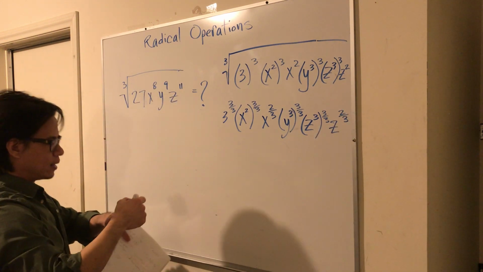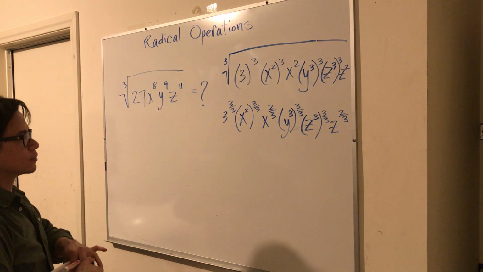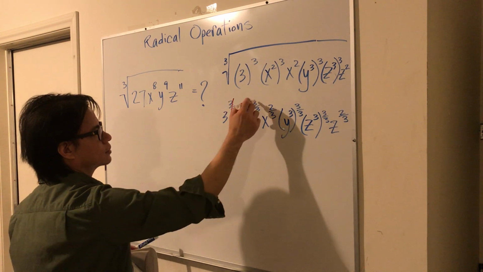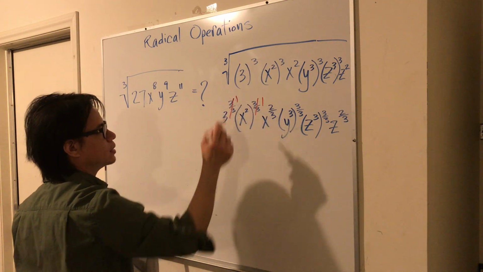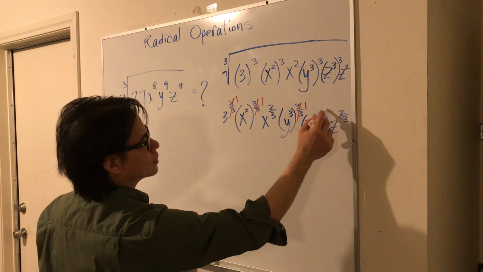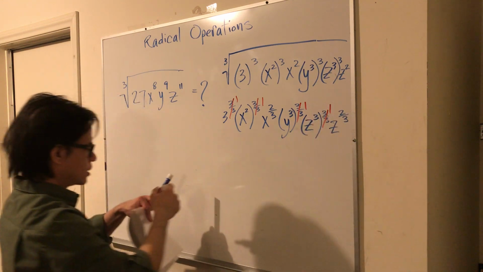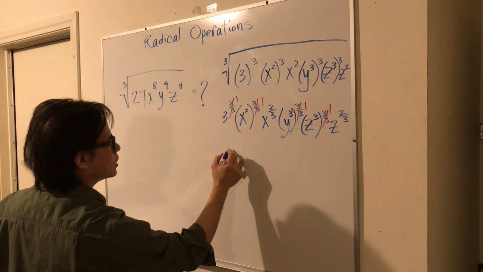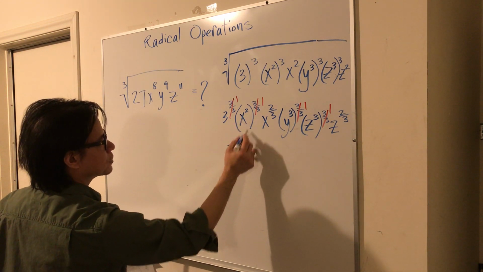Okay, now we can cancel things out. So it becomes a 1. You have 3 over 3 becomes a 1. Again, 3 over 3 becomes a 1. So ultimately you have 3x squared.